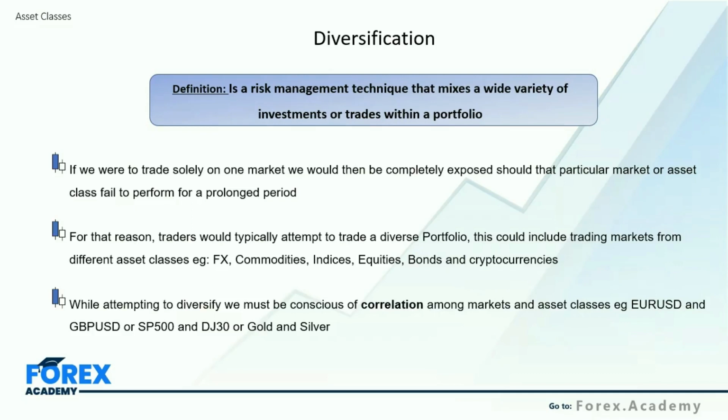And finally, like the gold market and the silver market, it doesn't make too much sense to be trading both of these markets at the same time. Maybe just increase your size in one of them and trade one rather than trade two correlated markets. Okay, so that's a little bit about diversification.